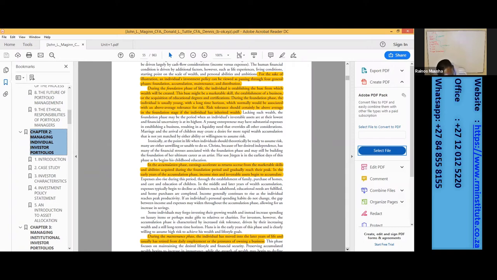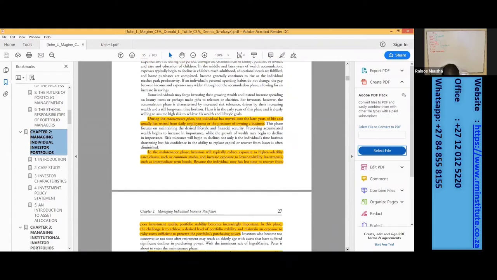So which means when an individual is considered to be going through the accumulation phase, their risk-taking ability is generally expected to be increasing, mainly because they still have a long-term investment horizon for them to be able to grow their portfolios as well.